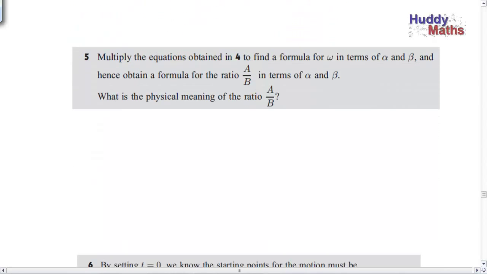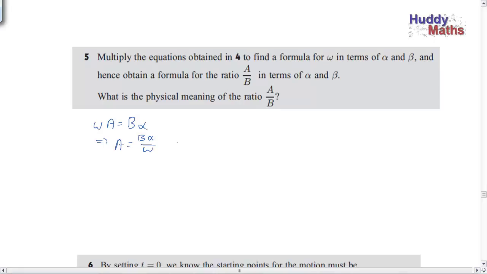Multiply the equations in 4 to get those results now. Obtain a ratio for A over B in terms of alpha and beta, and what's the physical meaning of that ratio. Alright, so let's use what we've got. So we've got omega A equals B times alpha. So let's get A out of that. A is B times alpha on omega.